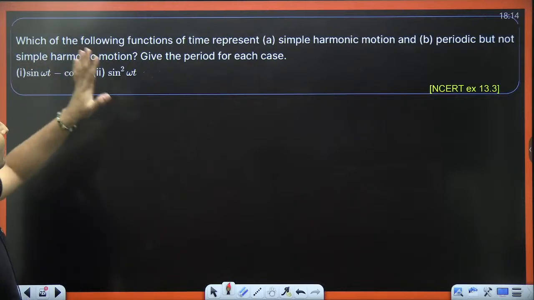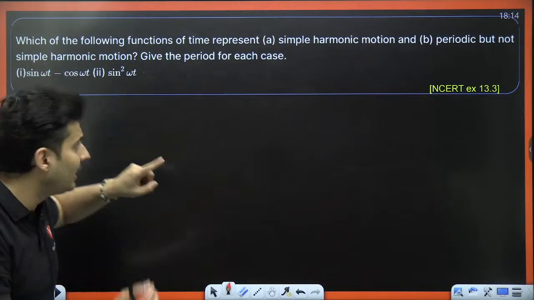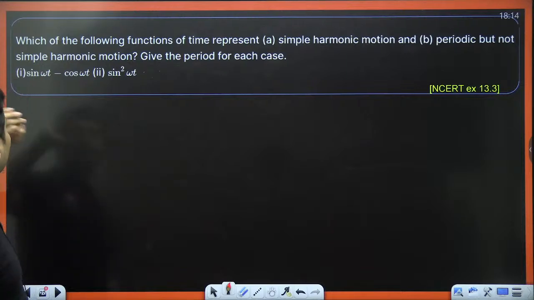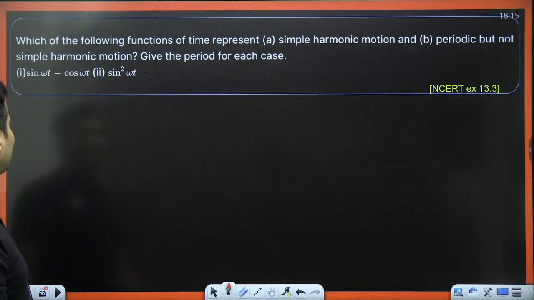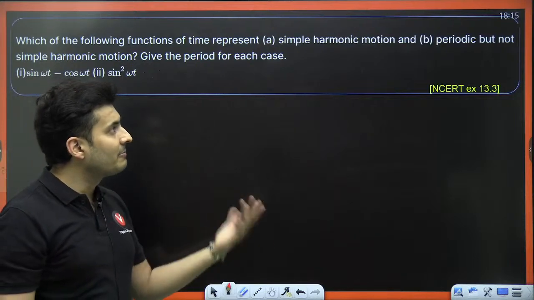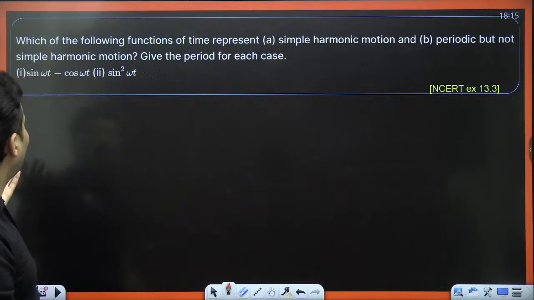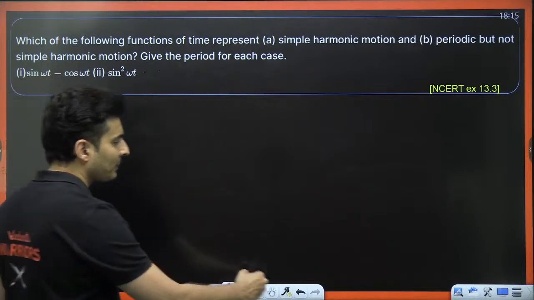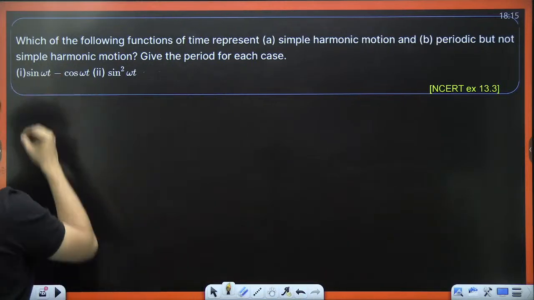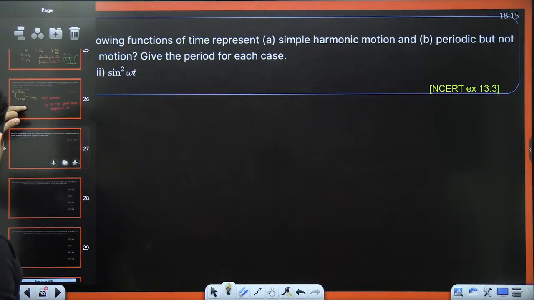Next one. Which of the following functions, this is the next in-text question, is SHM, periodic but not SHM? Give the period for each case. Are they simple harmonic? Are they periodic but not simple harmonic? What do you think for each one of them? I think these ones are straightforward. Let me just create a duplicate of this.